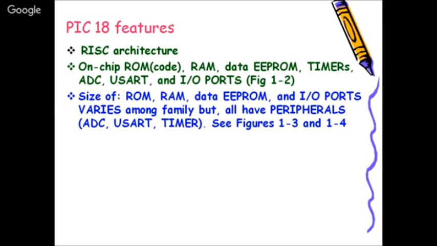Then timers are there, ADC, USART, and input output ports. Then other features include size. As far as the architecture goes, on chip we have the size of ROM, RAM, data EEPROM, and IO ports. This varies among families. That's what I was telling, that this will vary among the family, but all have peripherals. Peripherals will be in all. Your RAM, ROM and the input output pins will vary. Mainly your memory and ports will vary. But the peripherals, say ADC, USART, timers, are common to all the family members.